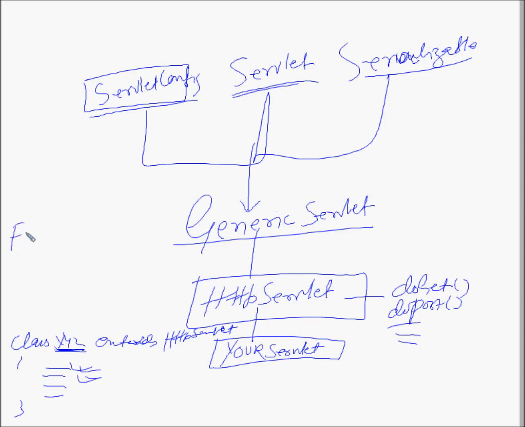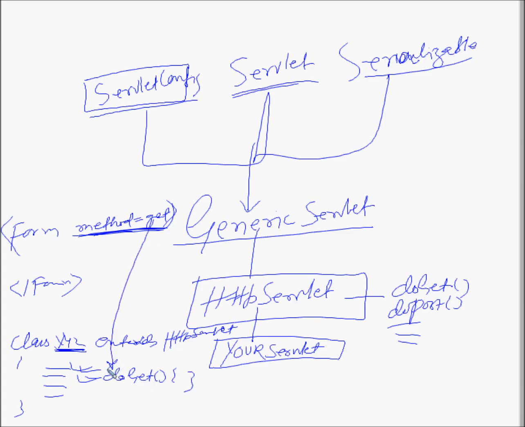If your form is having, say you are writing a form tag with method equal to get, closing the form. If the method is get, then it will call the doGet method. If the method is get, it will call this method from the servlet. If the method is, let us say, post, then what will happen? You should have a doPost method, otherwise it will not work. So if the method is post, it will call the doPost method from this servlet, right?